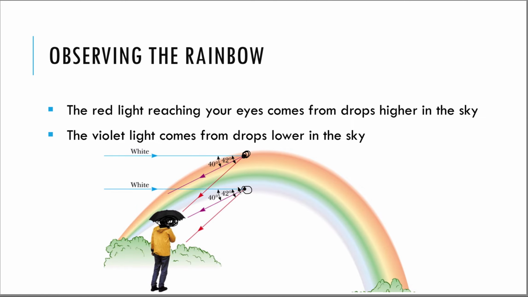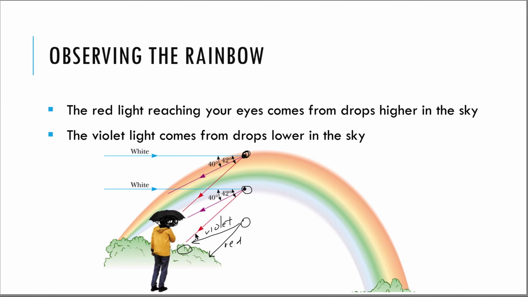So you might think, well, what if my eye was somewhere else, right? Well, if your eye was over here, let's say you're a shorter person, then you're going to see the red light from this drop, but then there's going to be a drop even lower, and you'll see the violet light from that drop, and you won't see the red light from that drop. So you'll still always see the red on top and the violet on the bottom.